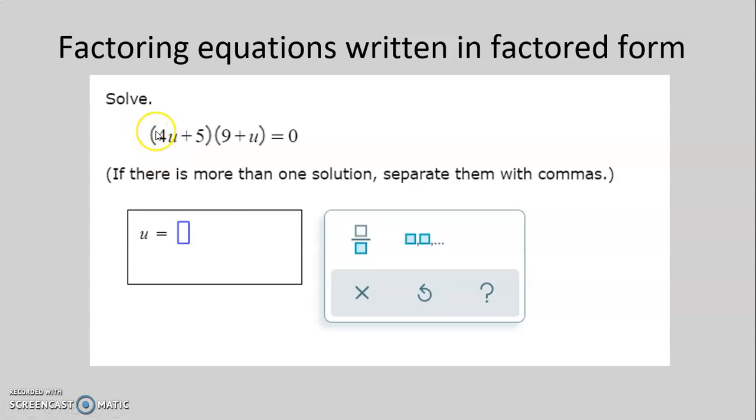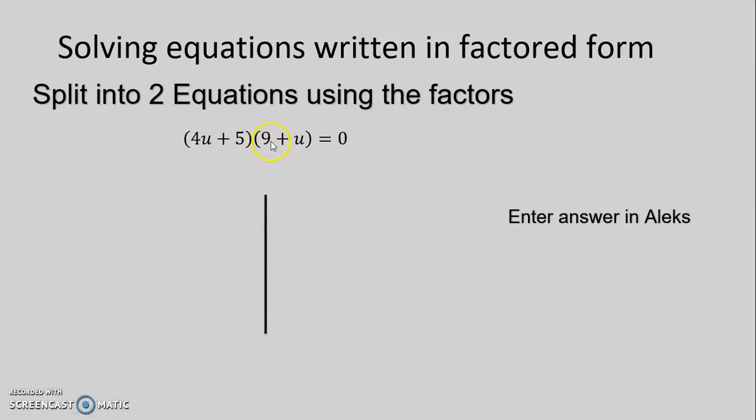You've got 4u plus 5 all multiplied by 9 plus u, and that's set equal to 0. We're trying to solve that so that we're going to actually get two solutions here. So you'll notice that it says if there's more than one solution, separate them with commas, and we're just about to do that, okay? So it's actually pretty easy to do this. What we're going to do is let each of these terms in parentheses be equal to 0 and then solve for the variable. That's all you have to do.